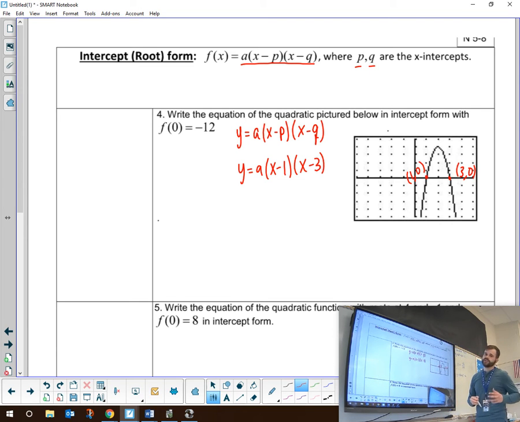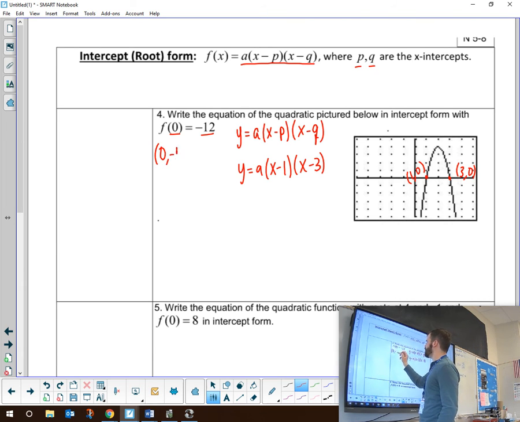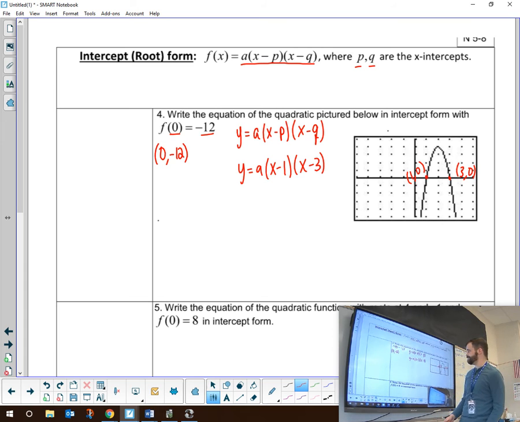Now, we want to write my equation out fully, and to do that, I need to write it with an a. We don't know what my a is here, so to find my a, we plug in this. This says f of 0 equals negative 12. In other words, when x is 0, y is negative 12. This is pretty much saying that we have a point on my graph at 0, negative 12. So now I can plug in a 0 for x, I can plug in a negative 12 for y, and I can find what a is, and then I can write out my final equation.